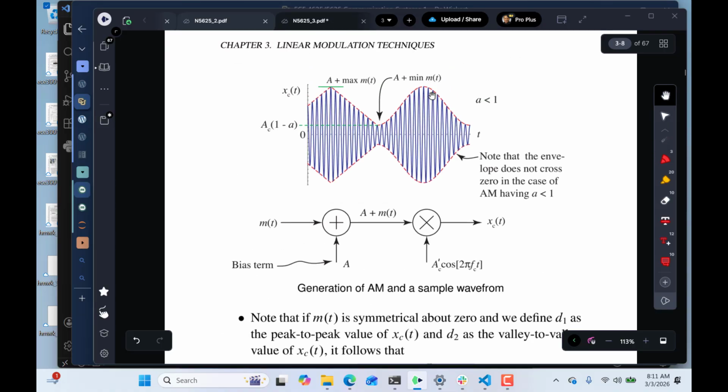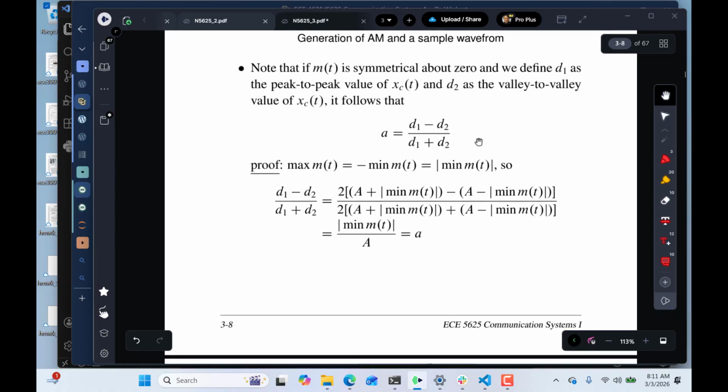So what is that talking about? Peak to peak is up here, down to here, so it's that peak to peak value, and then the valleys that are in the envelope, the valley to valley is from here down to here. So if you form this ratio, you can get the modulation index.